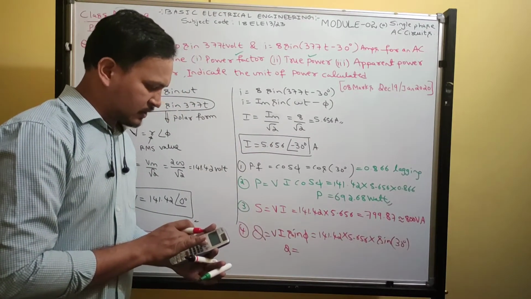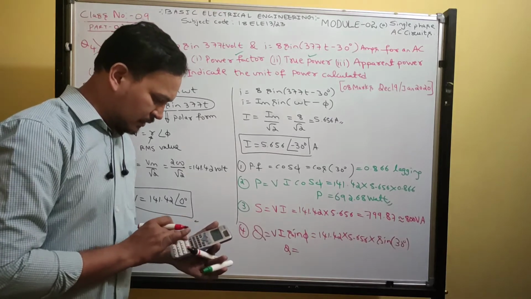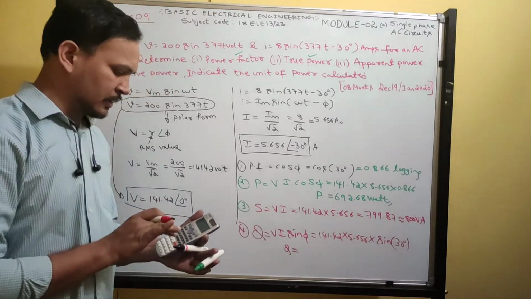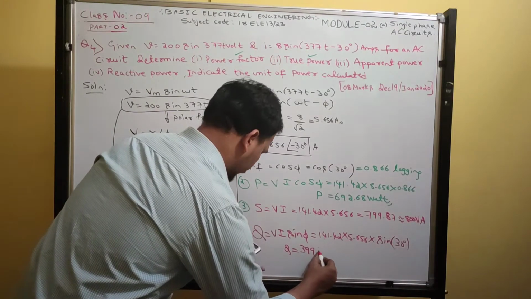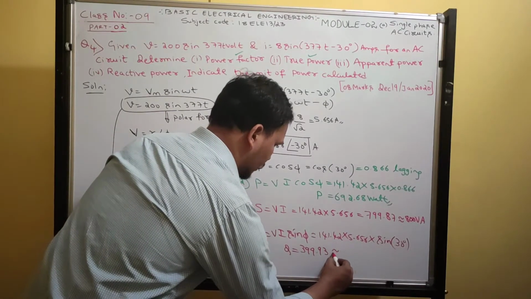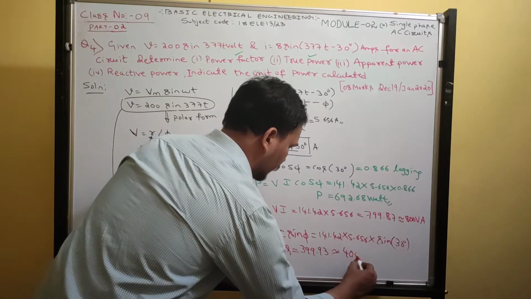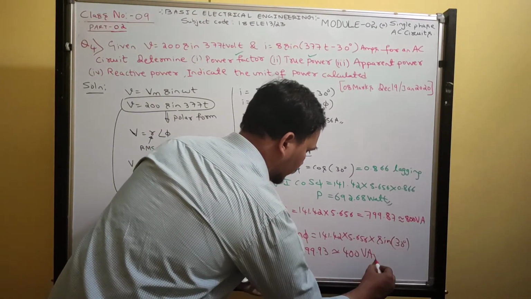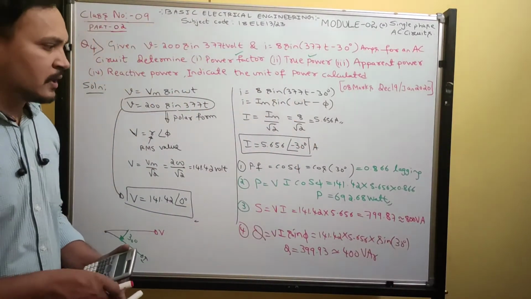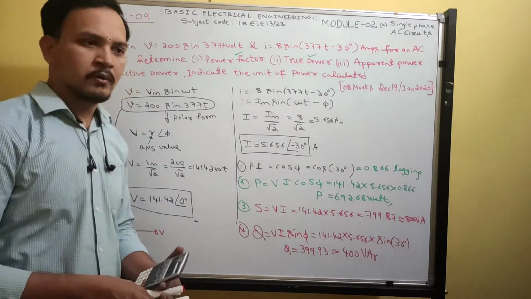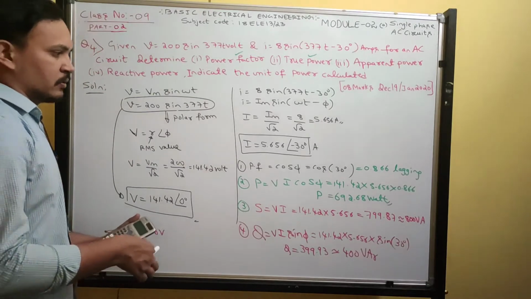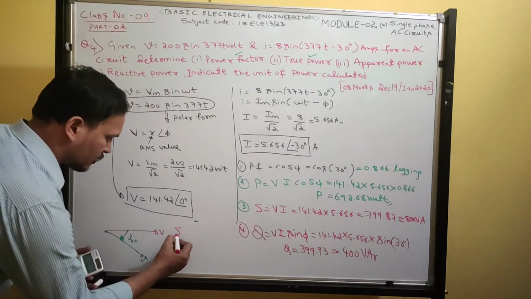141.42 into 5.656 into sin 30 gives the answer 399.93. Approximately I am writing 400. What is the unit of reactive power? The unit of reactive power is volt ampere reactive, so 400 volt ampere reactive. Now do the verification.